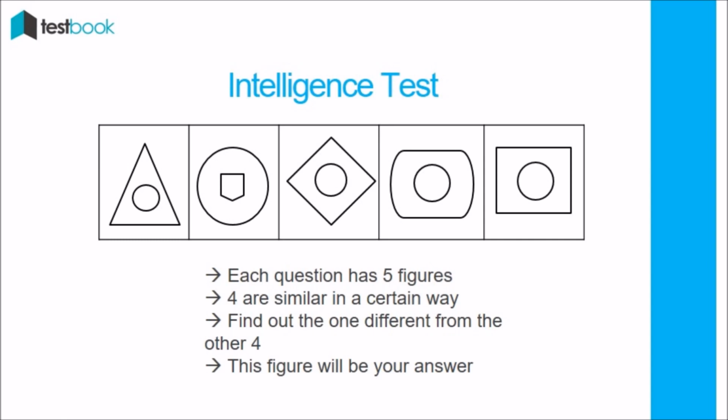The first section in psychometric test is the intelligence test. It evaluates how well you can grasp information provided to you and interpret it so that you can reach a correct answer. Basically, the logic behind the intelligence test is that of finding an odd one out. In each question, you will be given 5 figures, out of which 4 are similar in a certain way. Your job is to find the one which is different from the other 4. The figure that is different from the other 4 will be your answer.